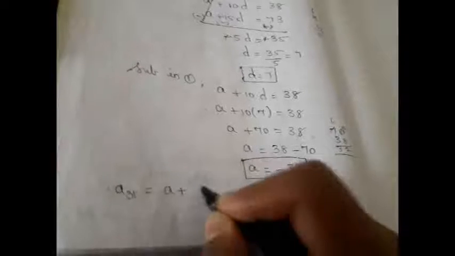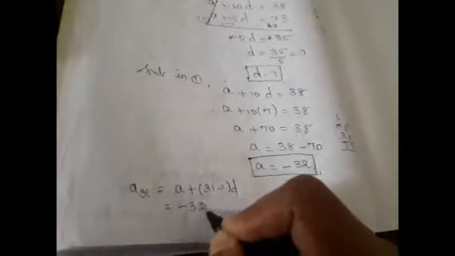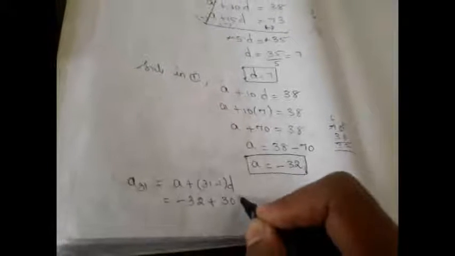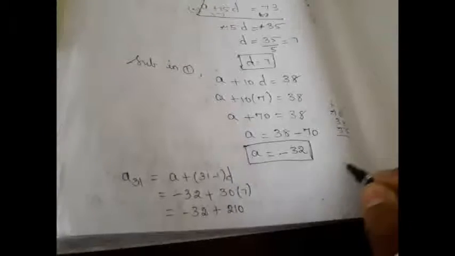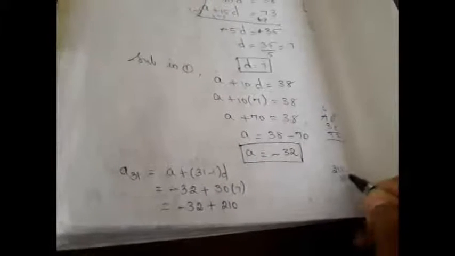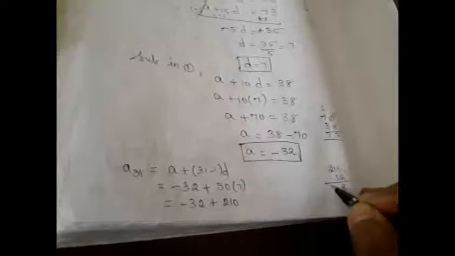Now we found our A and D. They asked you to find the 31st term, right? So A31 equal to A plus 31 minus 1 into D. Our A is minus 32, plus 31 minus 1 is 30, D is 7. So minus 32 plus 7 threes are 21, so 210 minus 32, which is going to be 178. So A31 is 178.